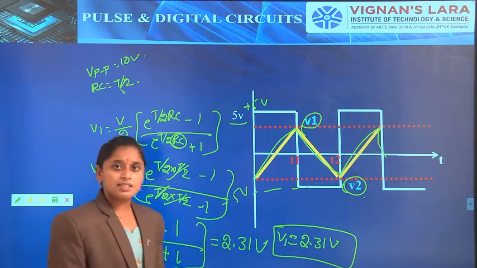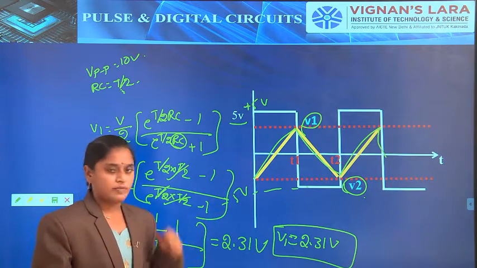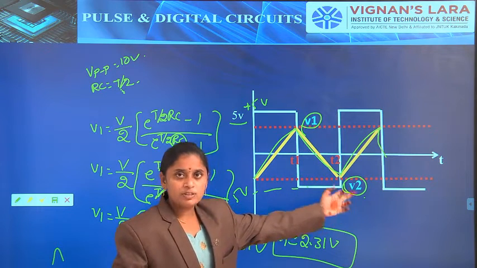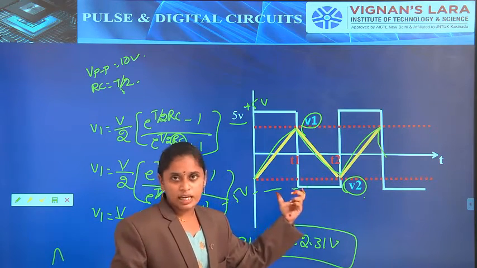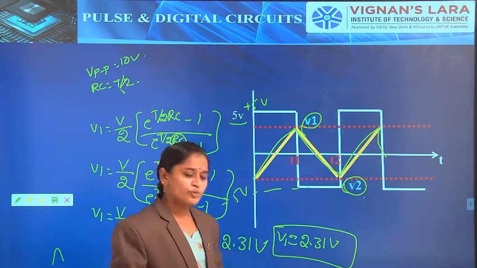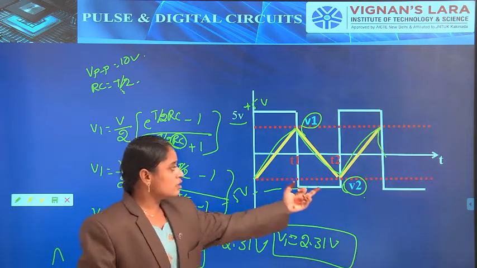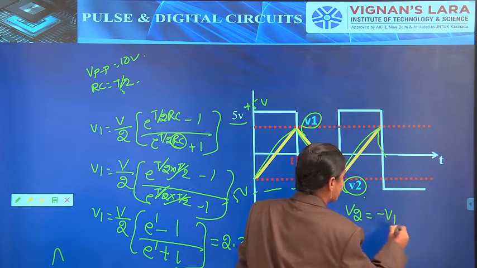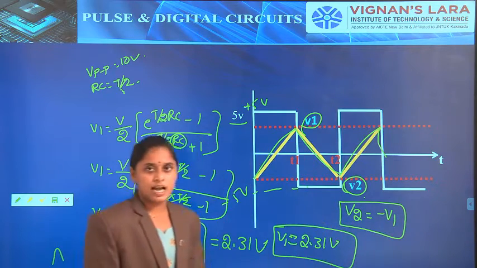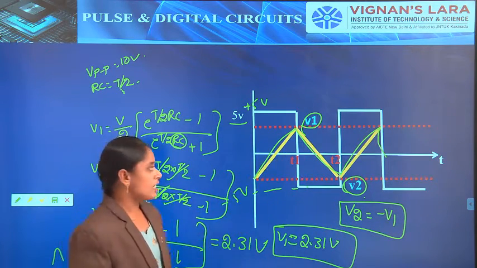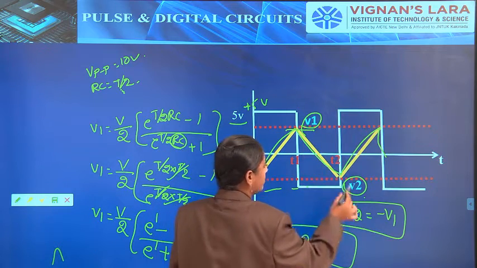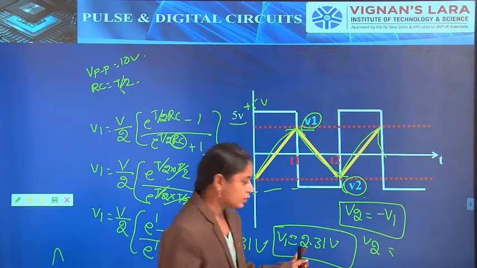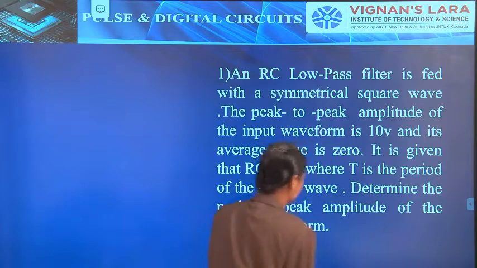But they ask for the peak to peak voltage at the output level, so we have to know the V2 value also. Then we add V1 and V2, and we get the peak to peak value. So what is the equation for V2? When we know V1, we can simply say that V2 is equal to minus V1. Why? Because the charging and discharging times, as well as the charging and discharging voltages, are the same. So V1 is nothing but minus V2, and from this we know that V2 is equal to minus V1, and V1 is 2.31.